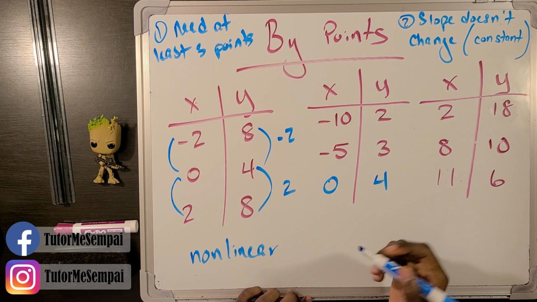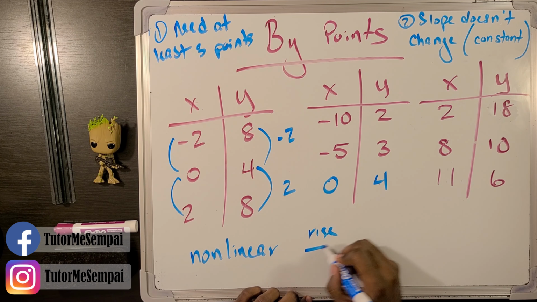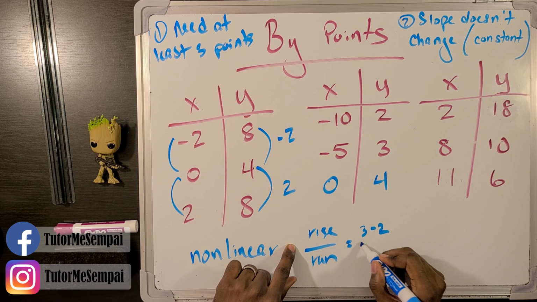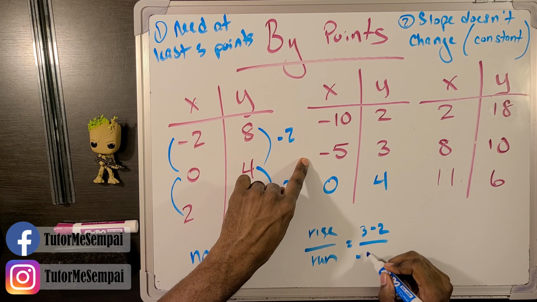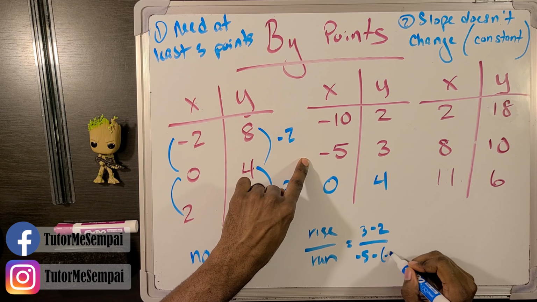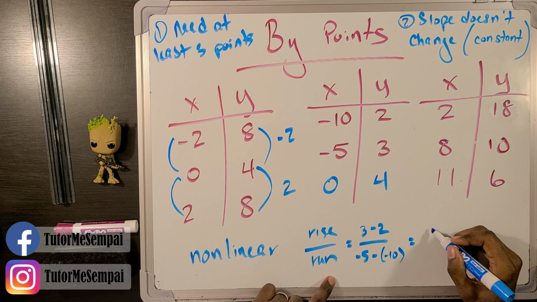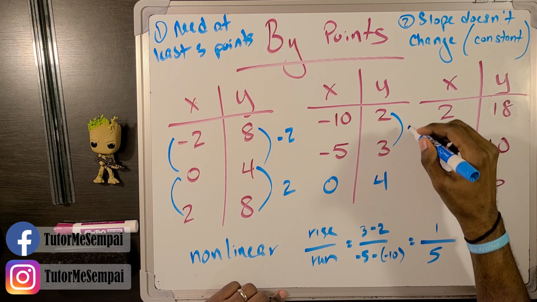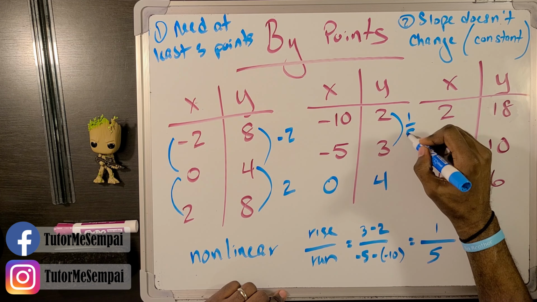Let's figure out the slopes. Remember, rise over run. Rise is going to be 3 minus 2 over -5 minus -10. 3 minus 2 gives us a 1. And what's -5 minus -10? Well, this is going to be 5. So going from here to here, you're going to get 1/5.